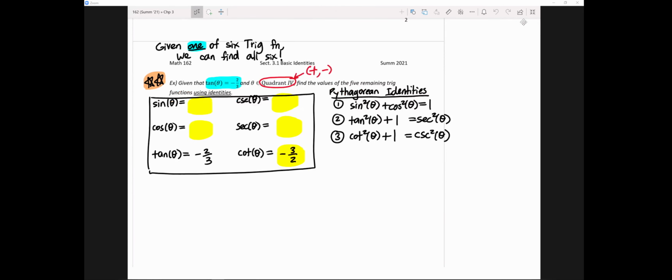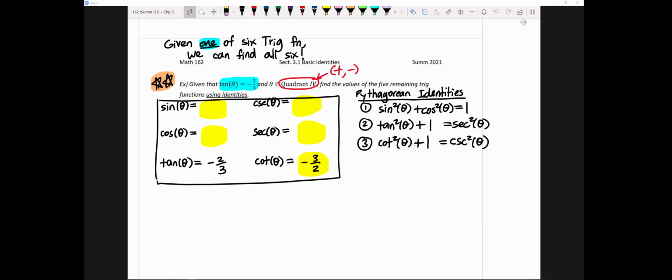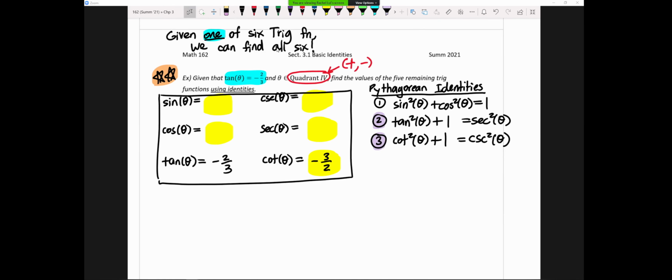Okay. The next one, let's use the Pythagorean identity. So for the Pythagorean identity, we'll go ahead and use number 2 and 3. Okay. So number 2 says tangent squared of theta plus 1 is equal to secant squared theta. So we're using number 2 because we're given tangent of theta, so we can plug it into the identity to find secant of theta.